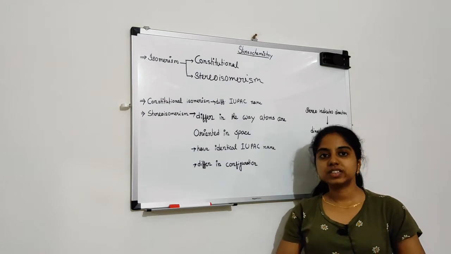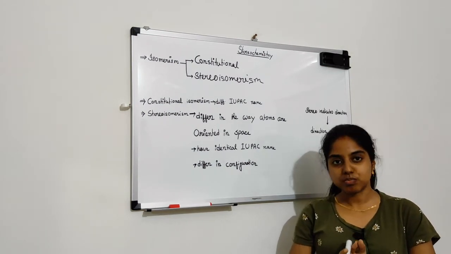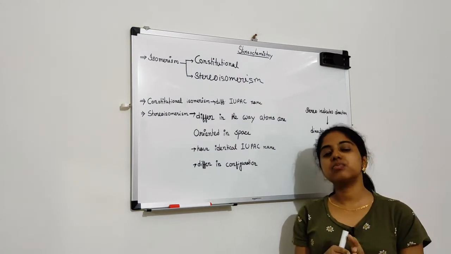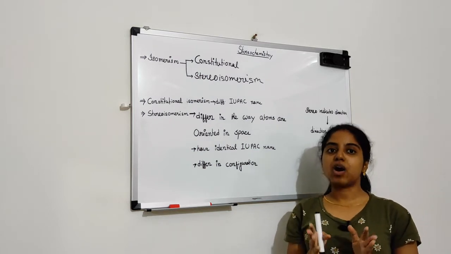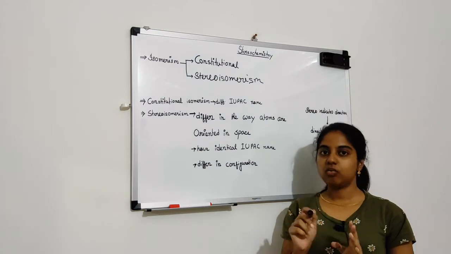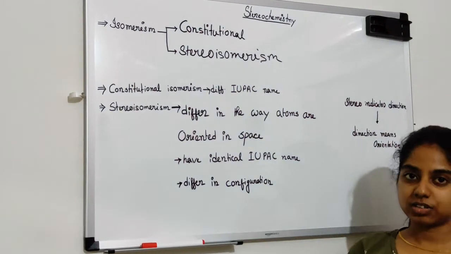So the first thing is isomers. What are isomers? When two compounds are different but their molecular formula is the same, those two compounds are known as isomers. Isomers are generally of two types: one is constitutional isomers and the other is stereoisomers, right?